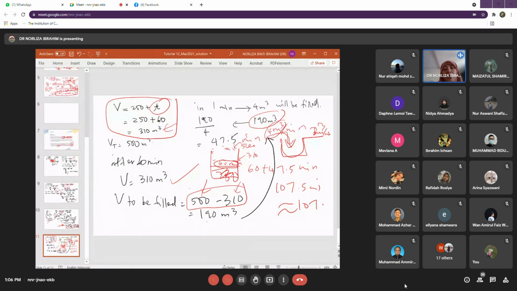But from 310 to 500, you close this one. So you have a shorter time to fill up to 500 because it's 4 meter cube per minute being fed. Earlier 4 meter cube in, out was 3 meter cube. So only 1 meter cube was being filled. But now for the second process, they have closed the output. So you only require 47.5. So the total time to add is 107 minutes. Clear?